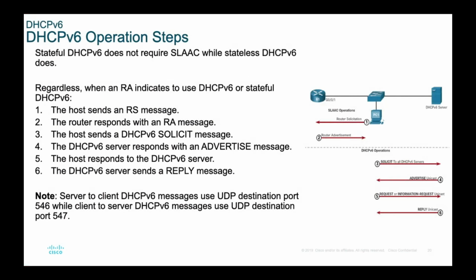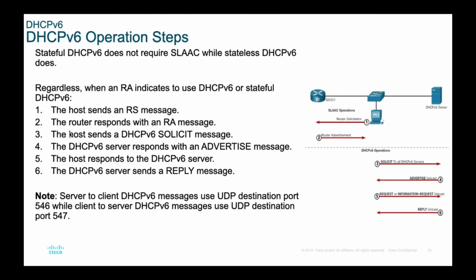So now we would like to have a DHCPv6 server with SLAAC or without SLAAC. Okay, first we take a look at what DHCPv6 is. Stateful DHCPv6 doesn't require SLAAC, but stateless requires SLAAC. So in order to get the IP address, there is a process. The host sends an RS or the host receives an RA, it doesn't matter. If it doesn't receive an RA, it sends an RS first and then receives an RA, router advertisement.